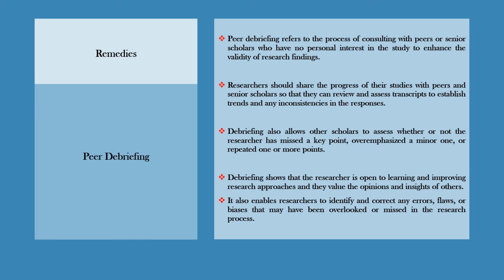Researchers should share the progress of their studies with their peers and senior scholars so that they can review and assess transcripts to establish trends and any inconsistency in the responses. The briefing also allows other scholars to assess whether or not the researcher has missed a key point, overemphasized a minor one, or repeated one or more points. The briefing shows that the researcher is open to learning and improving research approaches, and they value the opinions and insights of others. It also enables researchers to identify and correct any errors, flaws, or biases that may have been overlooked or missed in the research process.